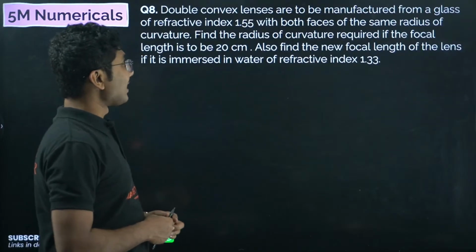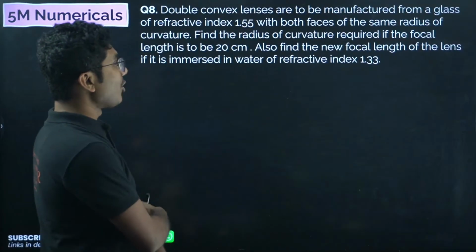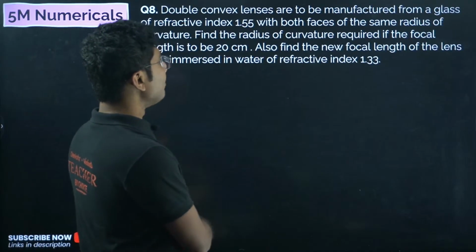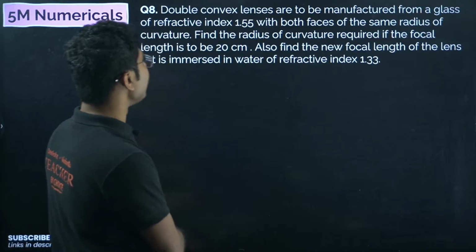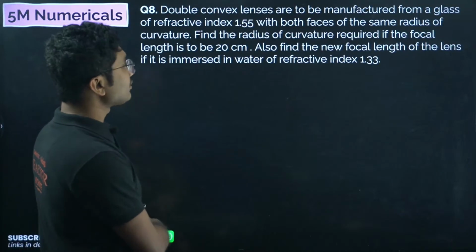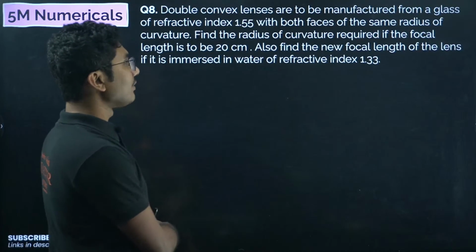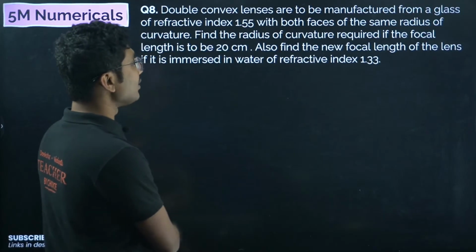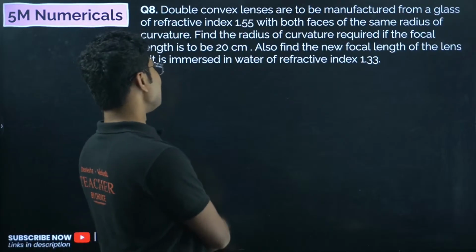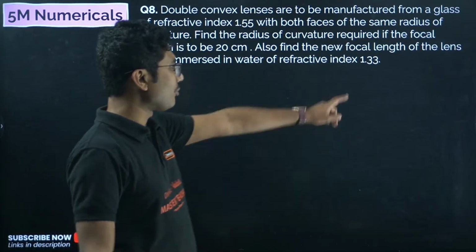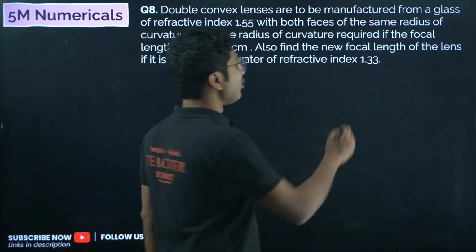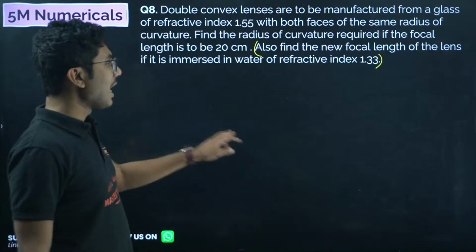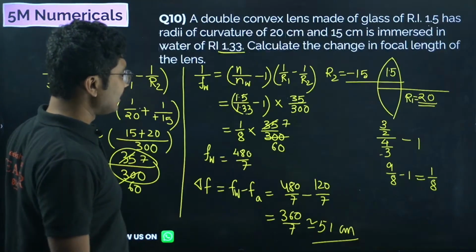Double convex lenses are to be manufactured from a glass of refractive index 1.55 with both faces of the same radius of curvature. Find the radius of curvature required if the focal length is to be 20 centimeter. Also find the new focal length of the lens if it is immersed in water of refractive index 1.33. The second part I will not be solving, I will only solve the first part. The second part you have to solve yourself. I have already shown you this method once.